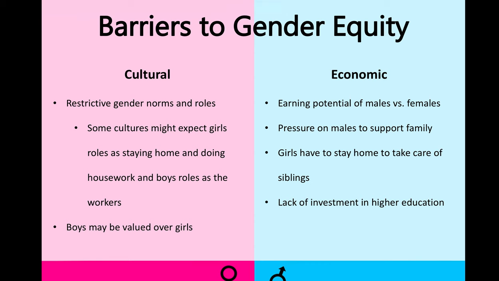This can also be seen in examples where you might have children missing school because girls, if they have younger siblings, might be asked by the parents to stay home and take care of the siblings if they're sick, or if they need to go out and do something, the girls might have to stay home. And finally, there can be a lack of investment in higher education. Some families or cultures or even economically, we'll see this disparity among boys and girls. So it's something very much to consider and think about.